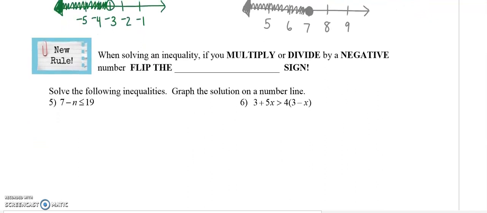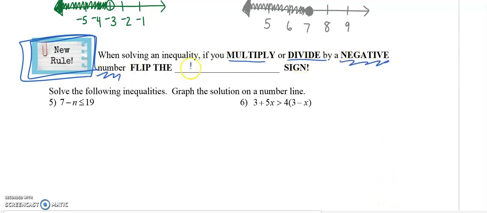Alright, now let's do some slightly more difficult ones. Earlier in the video, I mentioned that solving an inequality is almost identical to solving an equation, except for one rule, and that's this new rule right here. When solving an inequality, if you ever have to multiply or divide by a negative number, we're going to flip the inequality sign. So if it starts as less than and I multiply or divide by a negative number, I'm going to change it to greater than.